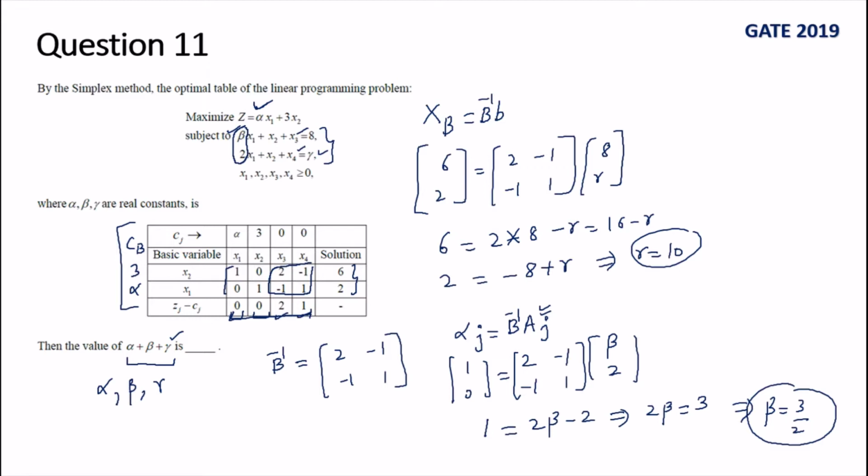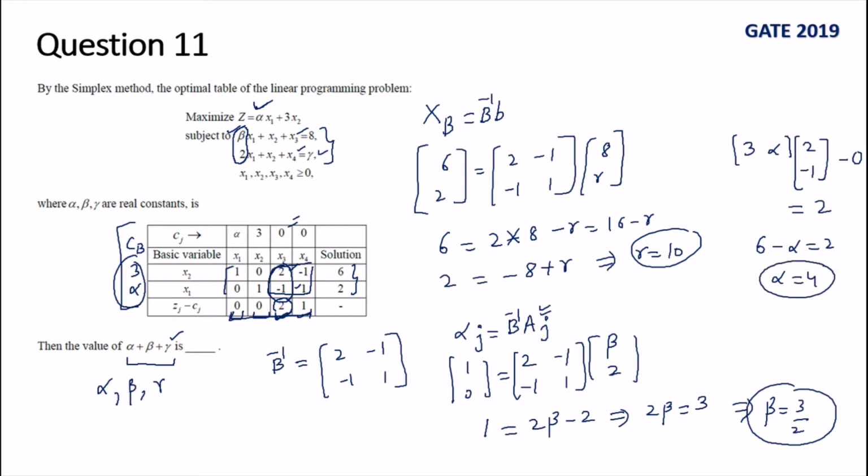We know how the zj minus cj's are calculated: the cB vector multiplied by the column vector, minus the original cost, cj. We will use x3. For x3, the vector 3, alpha, the cB vector, multiplied by the column vector 2, -1, minus the original cost of x3, which is 0, is equal to 2, the value of zj minus cj written in the table. Now you solve this equation to get the value of alpha. So 6 minus alpha is 2, so alpha is 4.